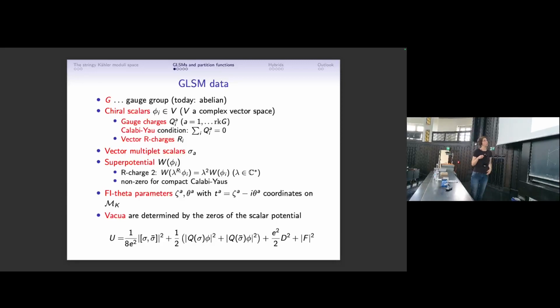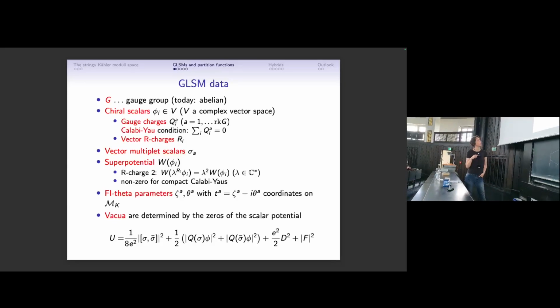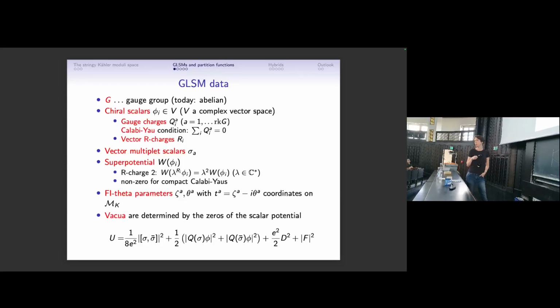And there is a vector R symmetry, and these are the R charges with respect to the vector R symmetry, which will play a role in the definition of the partition functions. So it's a gauge theory, so we also have vector multiplets and their corresponding scalars. They are just Lie algebra valued fields with respect to the gauge group.